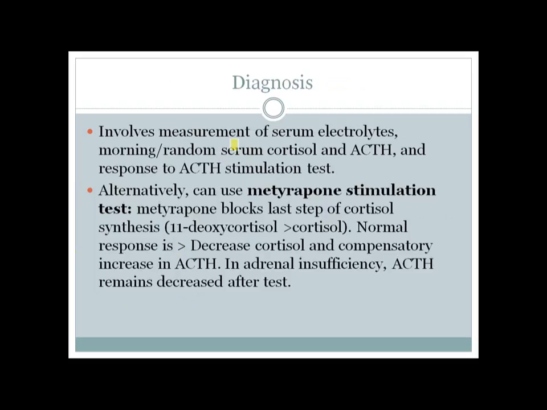So the diagnosis of adrenal insufficiency is commonly made by measuring serum electrolytes, serum cortisol, ACTH, and also the ACTH stimulation test. Another type of test is the metyrapone stimulation test. Metyrapone is a substance which blocks the last step of cortisol synthesis, which is the conversion of deoxycortisol to cortisol. So if someone has a normal response to metyrapone stimulation, metyrapone will decrease cortisol, and there will be a compensatory increase in ACTH.